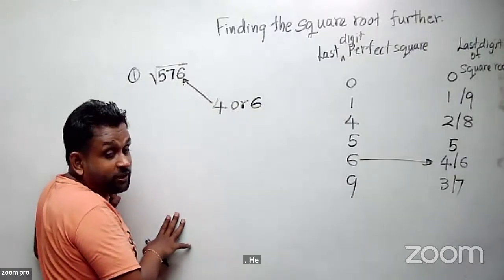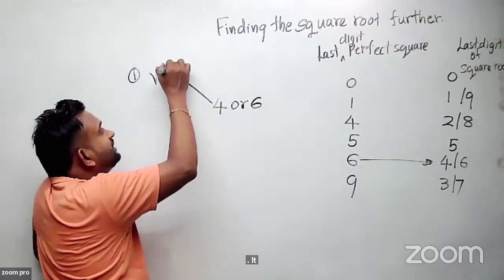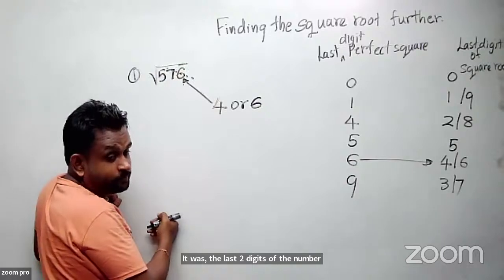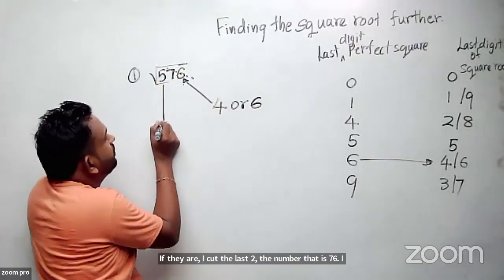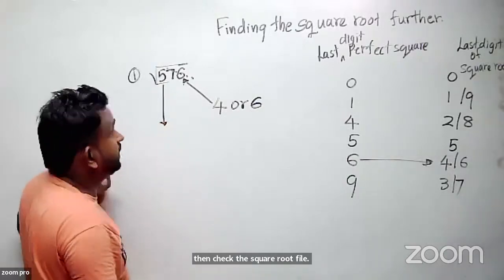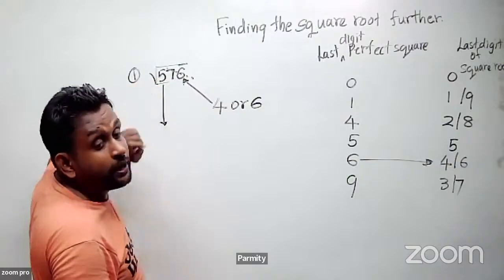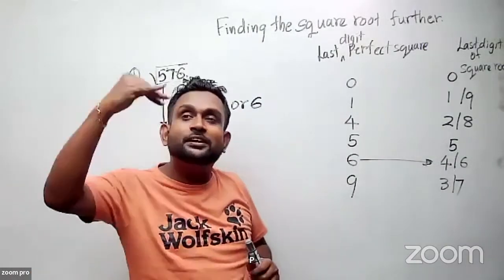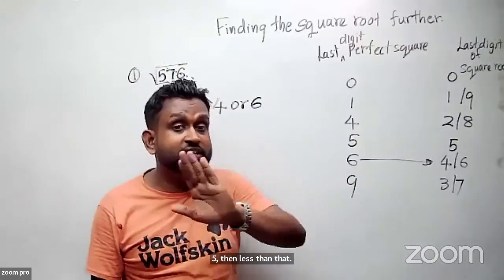Then we cut the last two digits of the number. See there, I cut the last two digits of the number, that is 76. And then check square root 5. It is 5, son. Now we look for the perfect square lesser than 5. Square root 5, then less than that, what is the perfect square? To find the perfect square less than 5, we go up to 100.